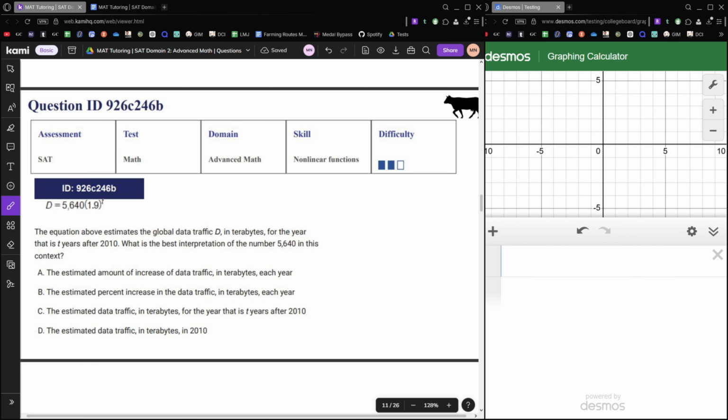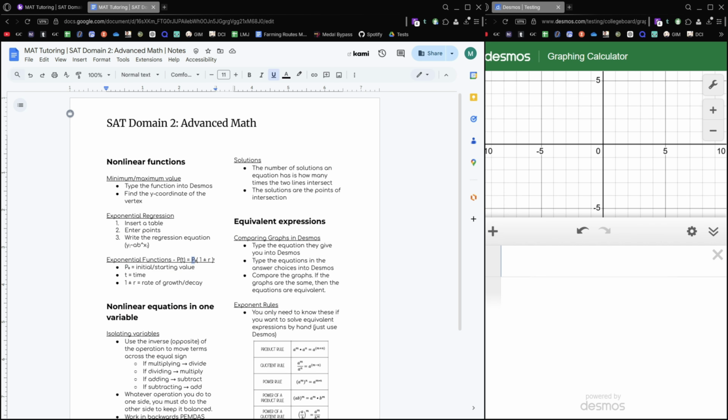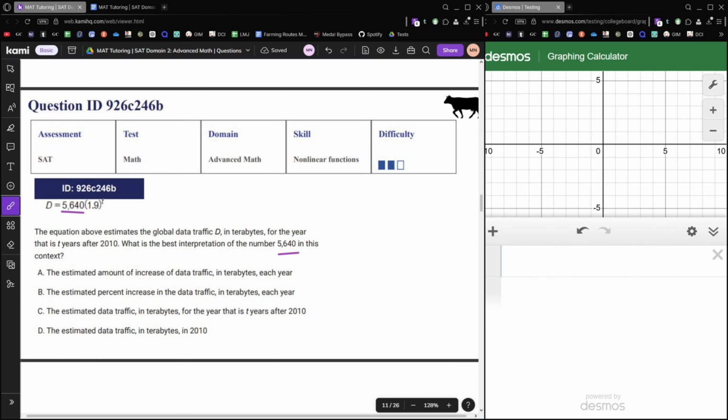Slide number 11. They give us another function and they ask us for the best interpretation of the number 5640, which happens to be the very first number in the function. Of course, you should remember, just like in the last question, the first number is the initial or starting value. So that means 5640 would be the initial value.